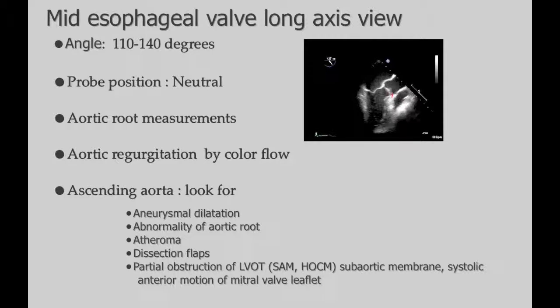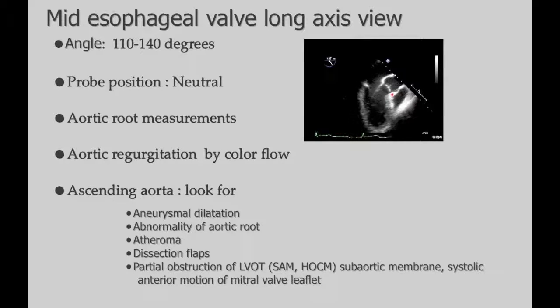Here you can take measurements of the left ventricular outflow tract and aortic root to assess for dilatation, and use measurements of the left ventricular outflow tract in calculations of aortic valve area and cardiac output. You can also place a color flow Doppler across the aortic valve to assess for aortic regurgitation.